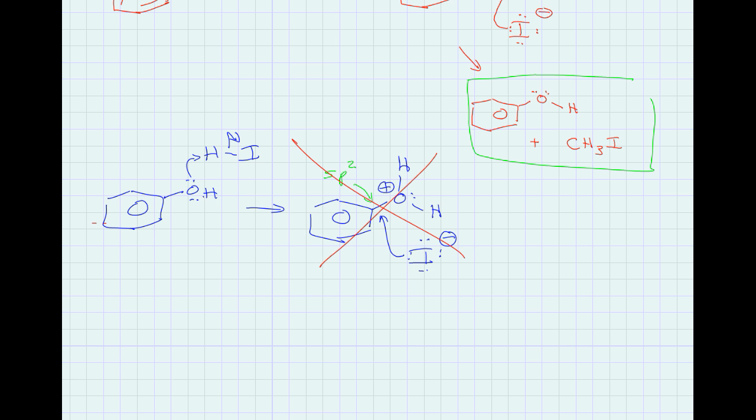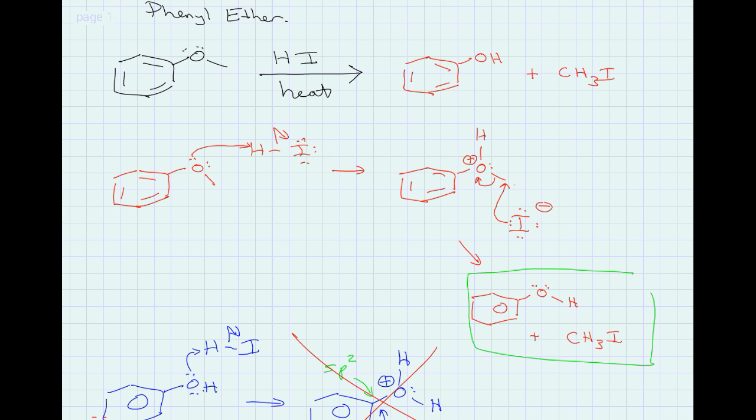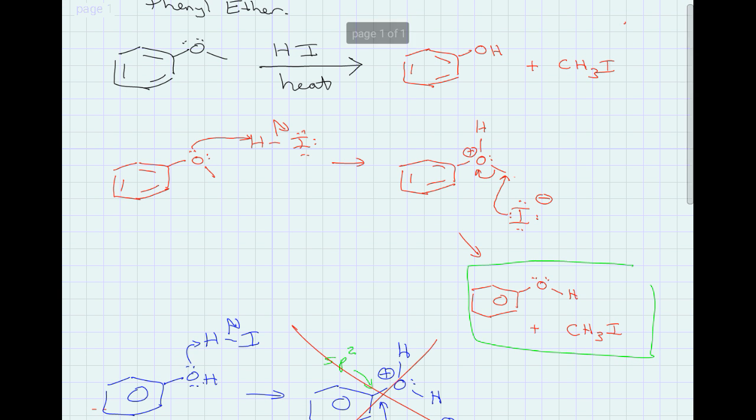So we have no SN2 reactions at sp2 hybridized carbon. Okay, so we're not going to get an SN2 reaction, and that's why phenol doesn't react, and that's why we don't generate phenyl iodide in this reaction, and that's why our products are simply phenol and methyl iodide. So that's why we get phenol and methyl iodide.